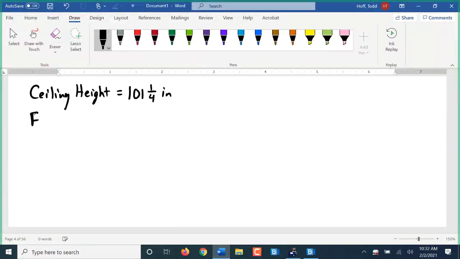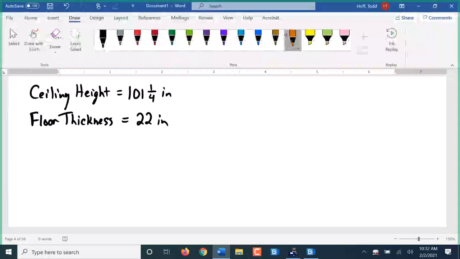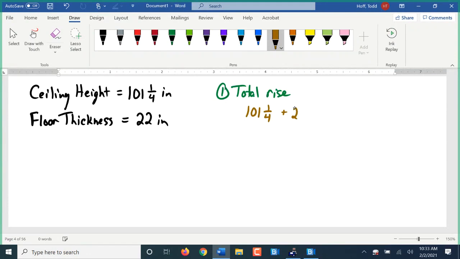And our floor thickness. We're going to use trusses here, so let's make this 22 inches. So that means our total rise is 101 1/4 plus 22, 123 1/4 inches.